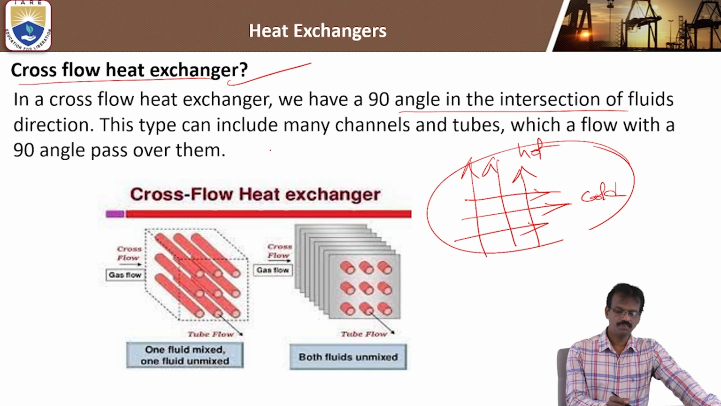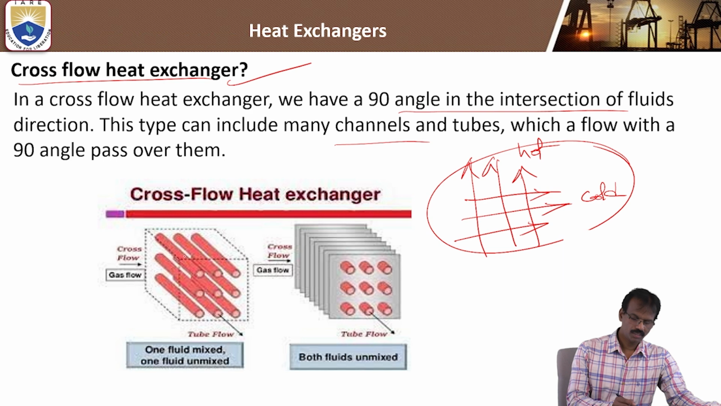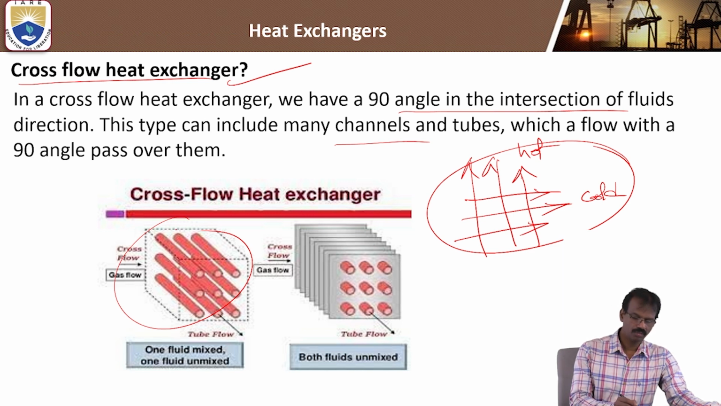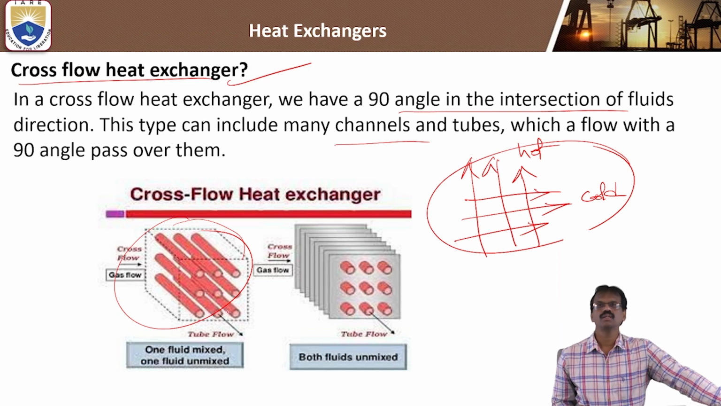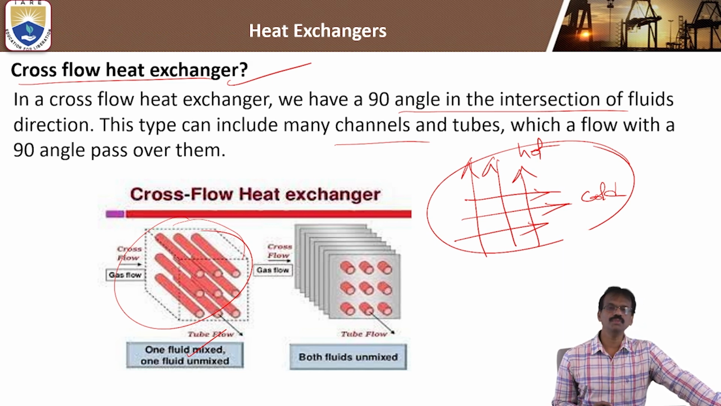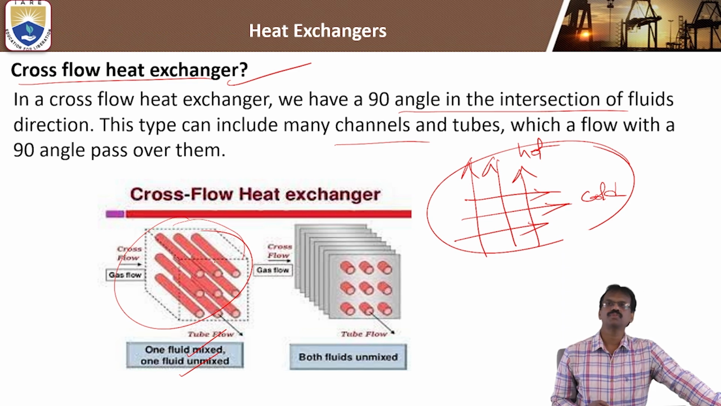Here this type can include many channels of tubes. So same cell, different tubes. Here different cells and different tubes. Here cold fluid is the mixed fluid, but hot fluid is the different fluid which is passing through the different tubes. Here one fluid is the mixed, which flows through the cell. So one fluid is unmixed, which flows through these different tubes. Here both the fluids are different, unmixed.